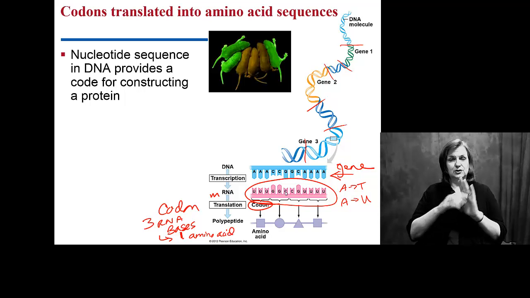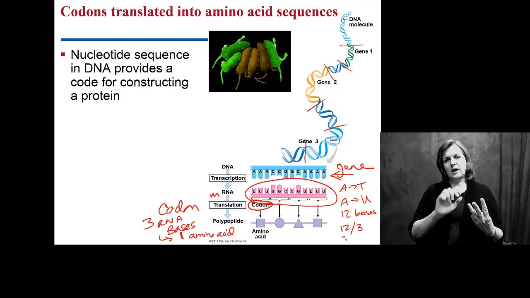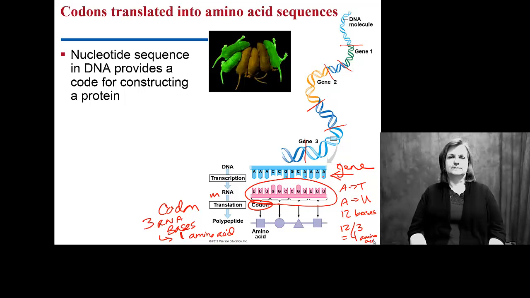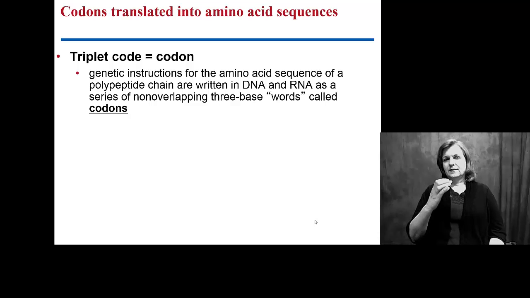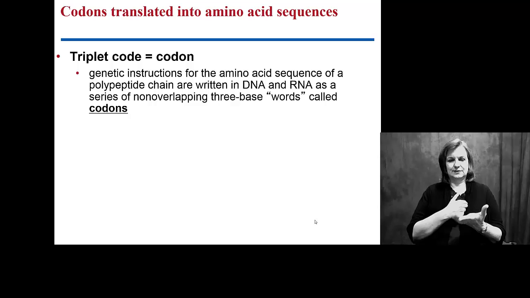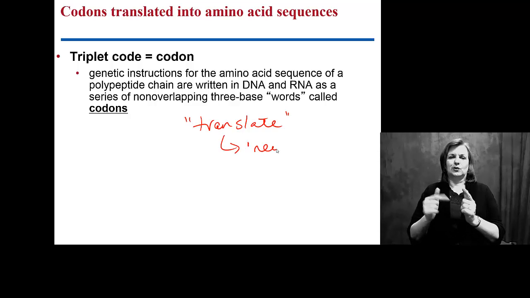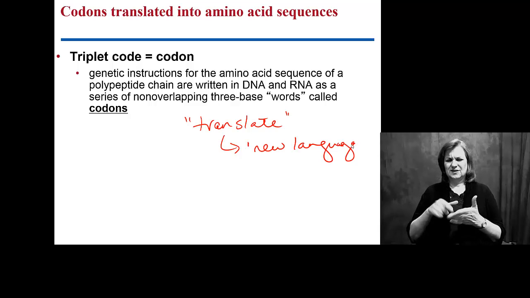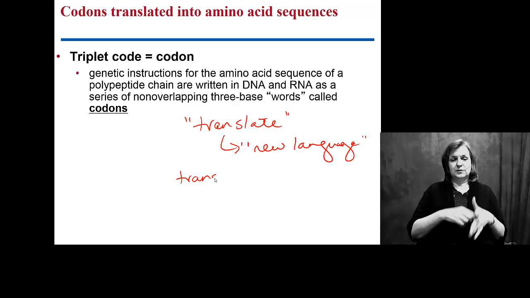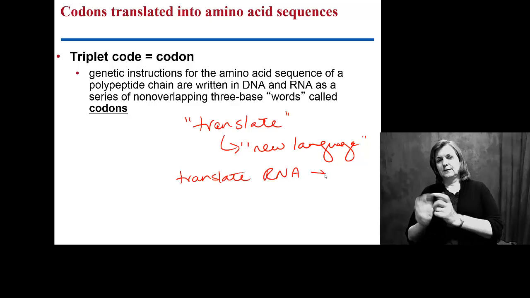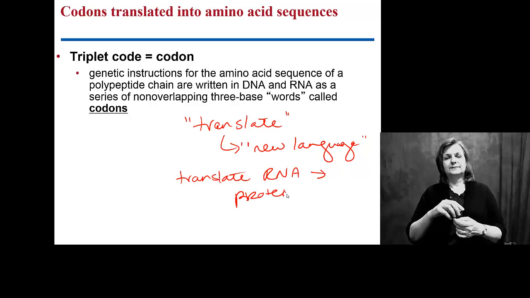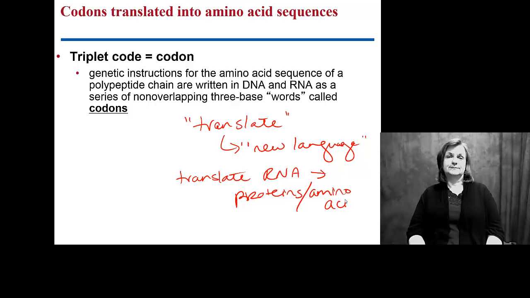So we're taking, in this case, starting with 3, 6, 9, 12 bases. And if we have 3 bases per codon, so 12 divided by 3 gives you 4 amino acids. And you see that here. So this codon takes information and helps us to translate it. It's part of translation into a new language. So what's it translating? It's translating the language of RNA into the language of proteins, specifically amino acids.